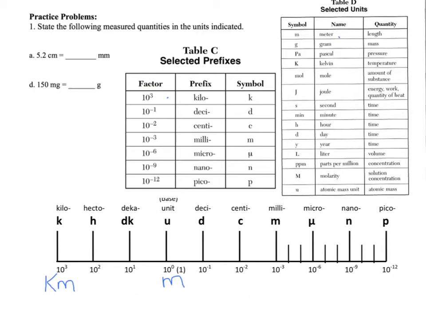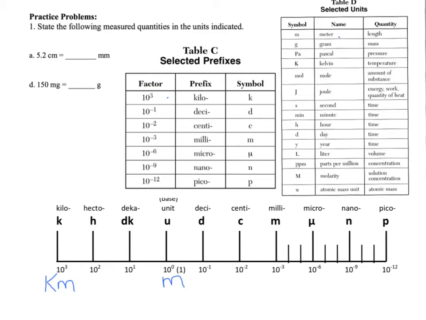One more time, the mnemonic device reads, King Henry died unexpectedly drinking chocolate milk with 1, 2, 3 monks, 1, 2, 3 nuns, and 1, 2, 3 priests. Now, we can use this mnemonic device to complete any metric conversion.